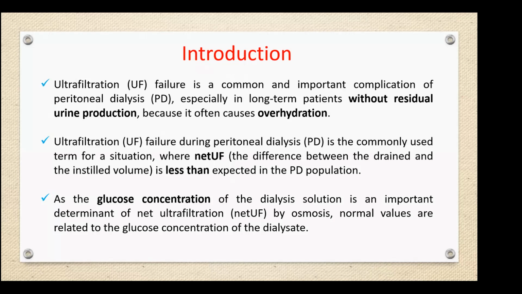Ultrafiltration failure during dialysis is a commonly used term for the situation where the net ultrafiltration is less than expected in the PD population. The glucose concentration of the dialysis solution is a very important determinant of net ultrafiltration by osmosis, and normal values are related to the glucose concentration of the dialysate.